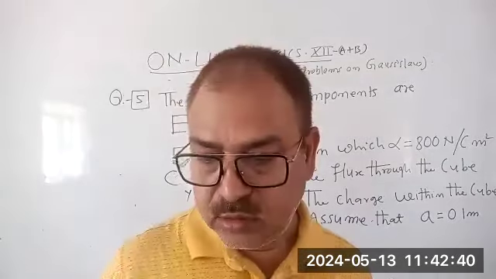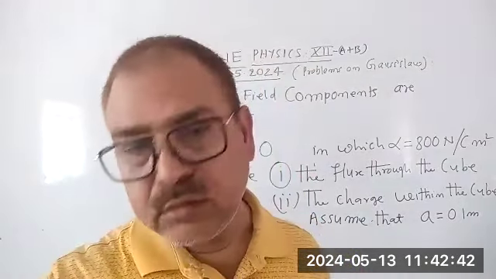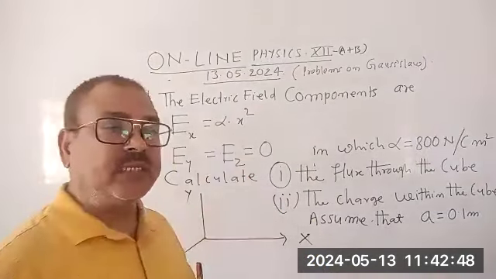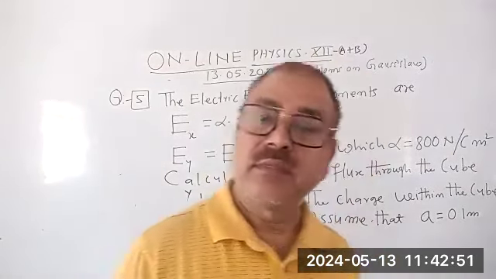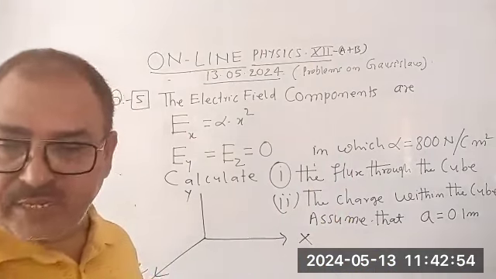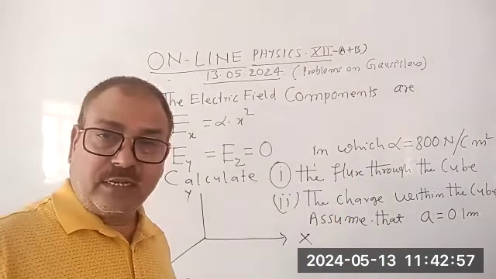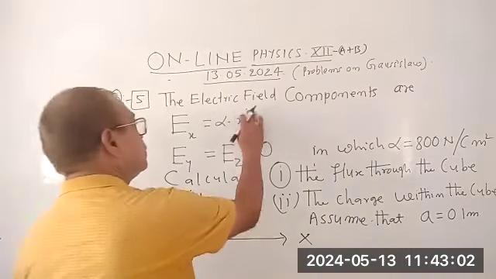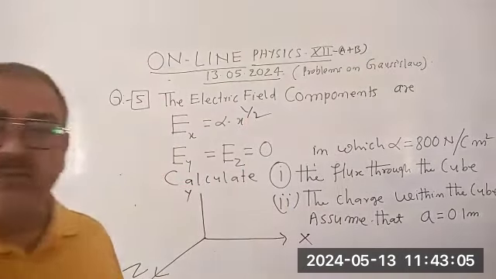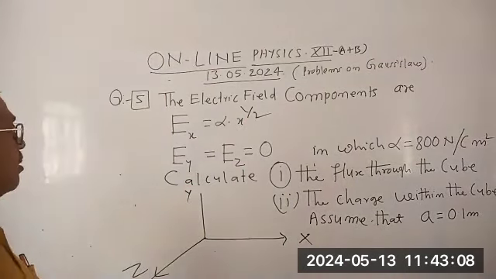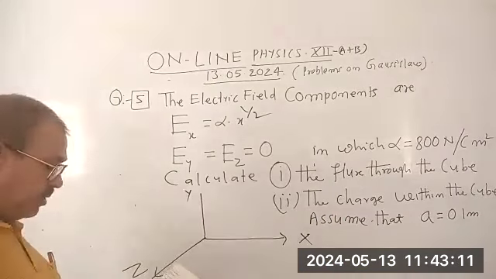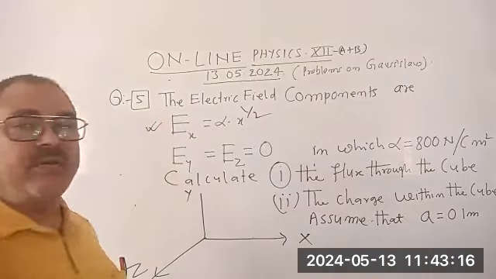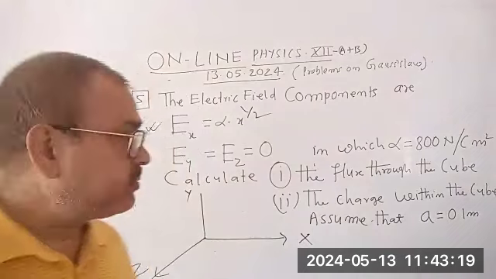Don't try to modify the question. If we are writing alpha x square, you read alpha x square. Don't try to modify the meaning of the field. Alpha into x raised to power 1 by 2. Check it all. The x component is alpha, x raised to power 1 by 2.